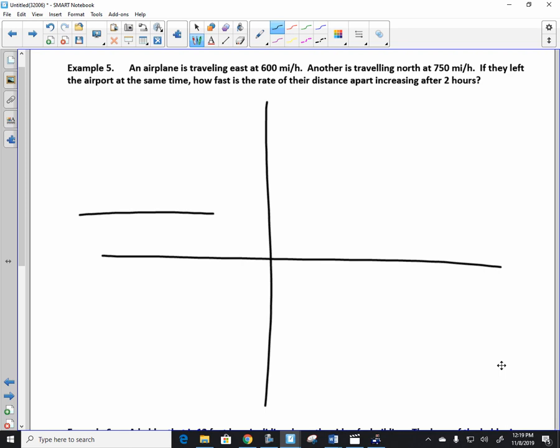So one airplane is traveling east at 600 miles an hour. Another is traveling north at 750 miles an hour. If they left the airport at the same time, how fast is the rate of their distance apart increasing after 2 hours? So we're wondering kind of that distance piece.